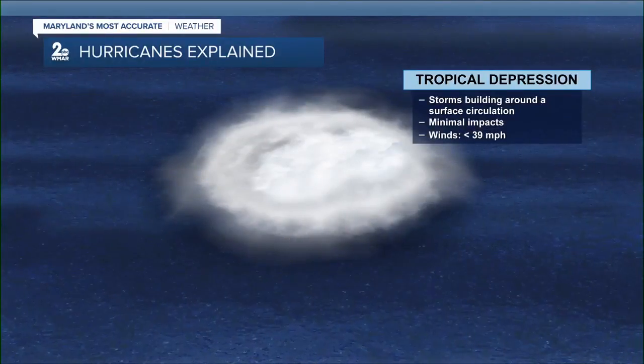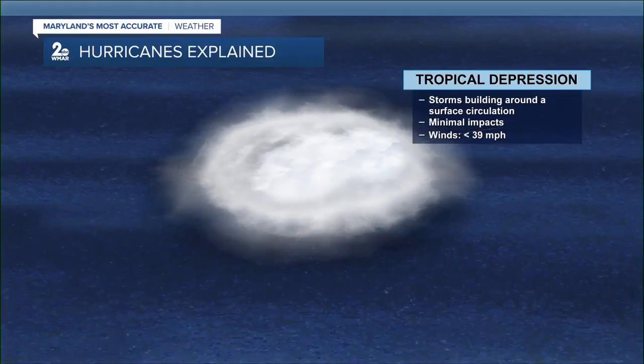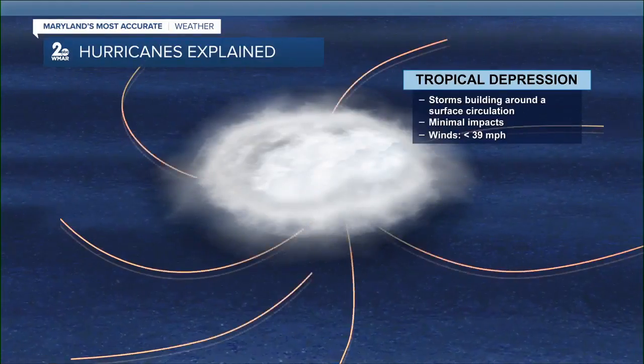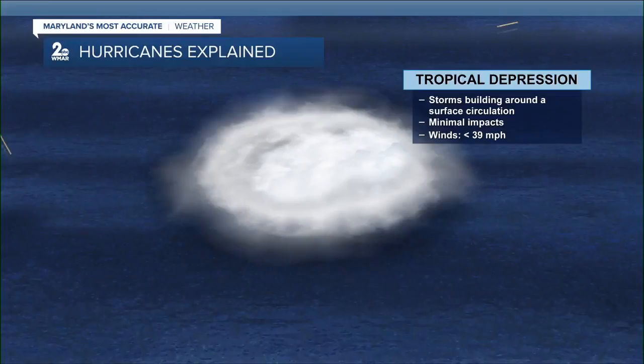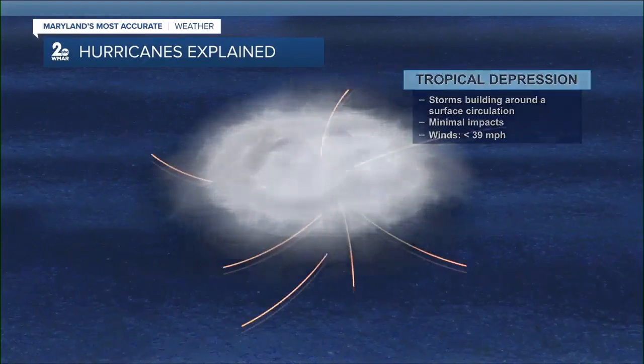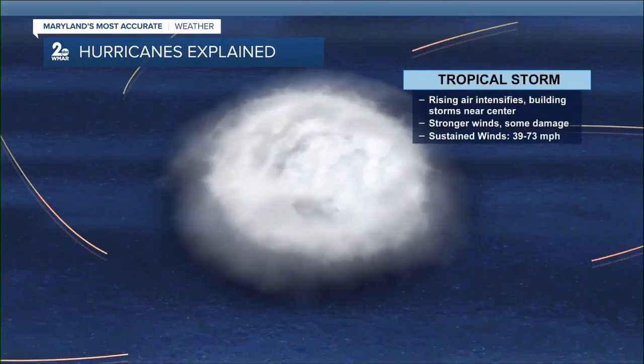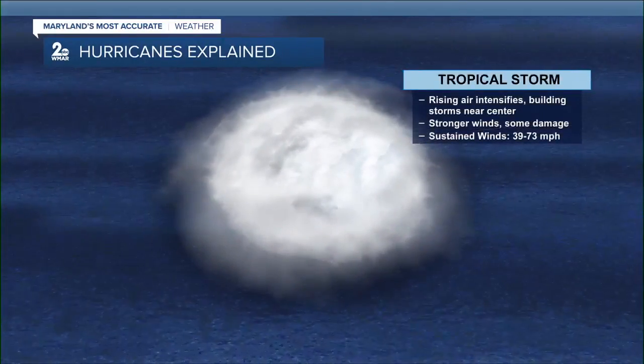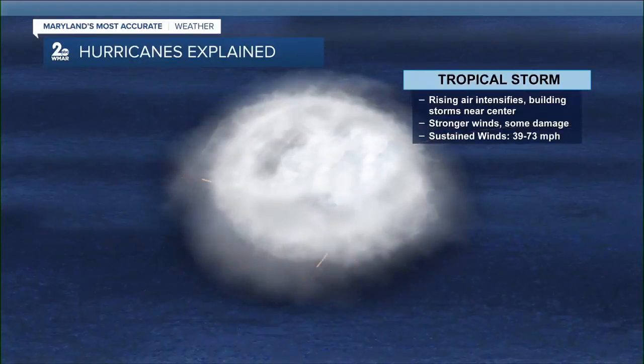If a system is stalled, obviously the impacts can be greater because it's pouring rain and having continuous winds over one location. So in the sense of this discussion, we're just going to talk about this system out over the water. And those impacts are going to be minimal compared to all of the other classifications. Next up, we're talking about tropical storms.